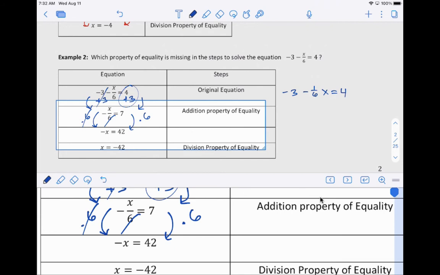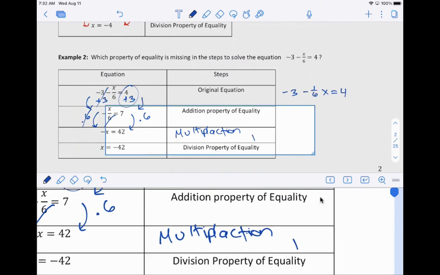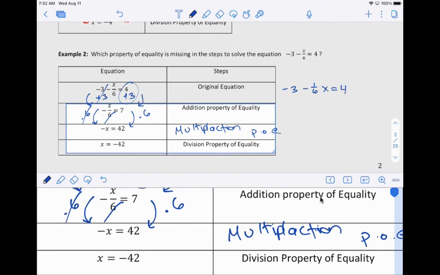Now, what property is that? Of course, I could look back at this big list, but what did you do? What operation is it? It's multiplication. And so the equality property is multiplication. Yes, math is not English. They don't try to do these big, long soliloquies of names. It's literally just named because it's multiplication. So there we go, filled in multiplication.